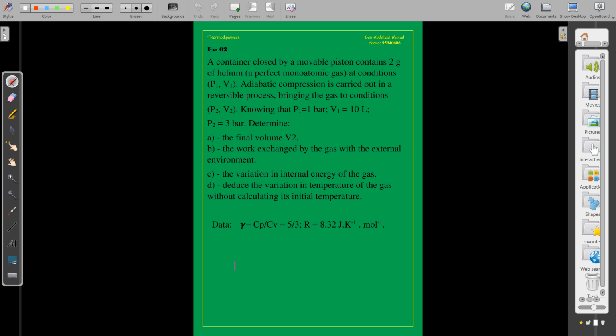The data: gamma, which is well known as Cp over Cv, in this case is equal to 5/3, and R, which is equal to the constant 8.32 joule per degree Kelvin per mole. Let's start.